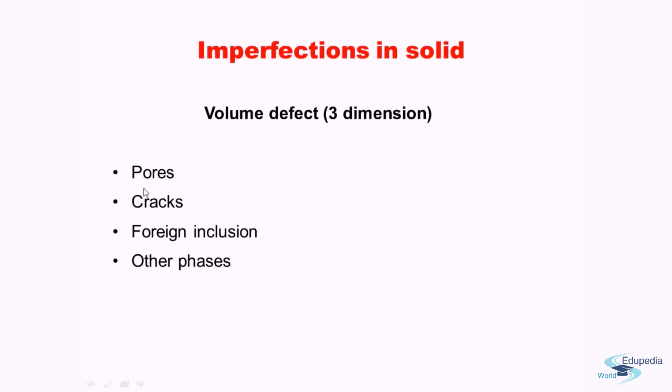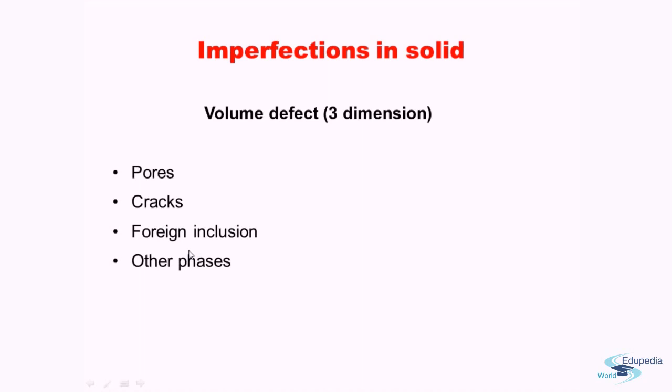Then there can be cracks. There can be foreign inclusions. There can be inclusion particles or impurity particles present rather than atoms. So those things will cover a 3-dimensional region. Thereby it will be a volume defect. Also there can be a different phase, a completely other phase present which is not supposed to be there. So this kind of makes the 3-dimensional defect.